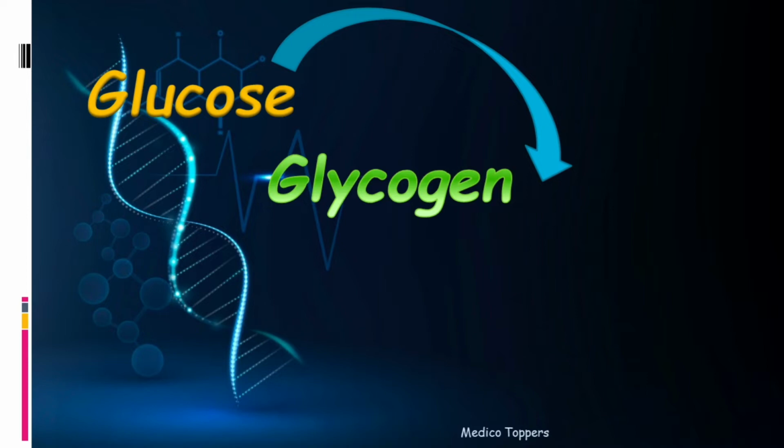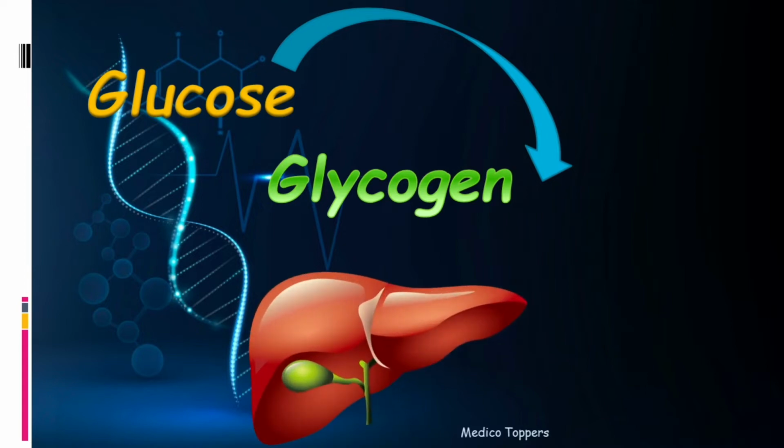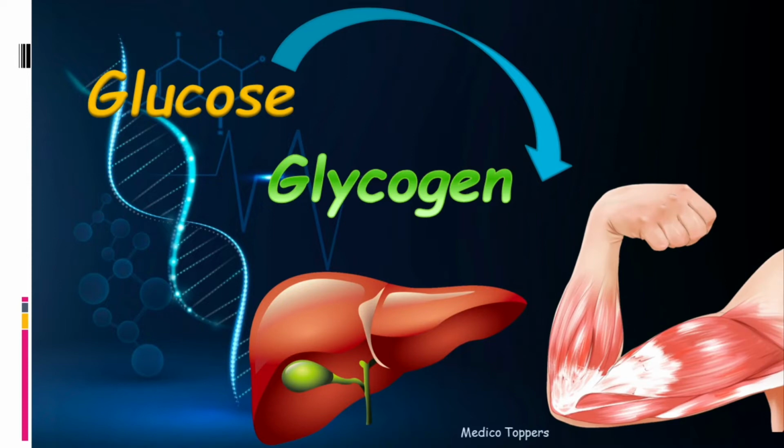We should know this very briefly so that we can understand each and every disease in a proper way. That would be easy to remember. This glycogen is stored in our body in two places, that is liver and muscles.